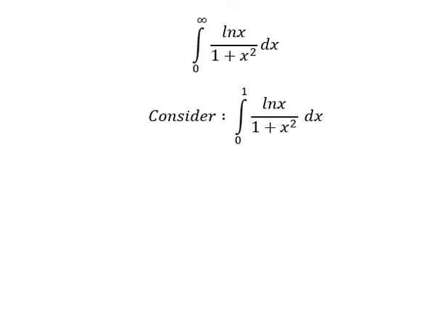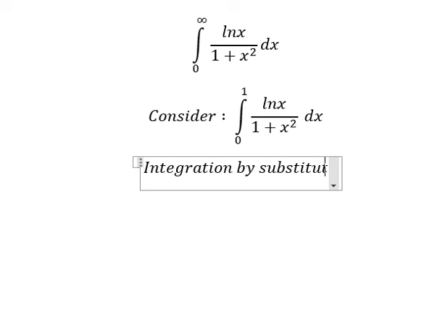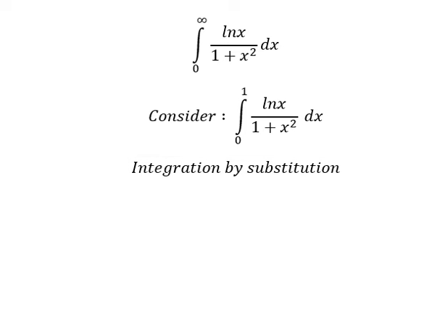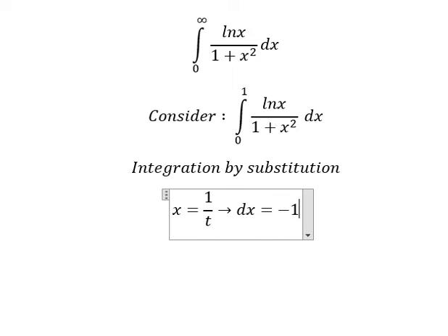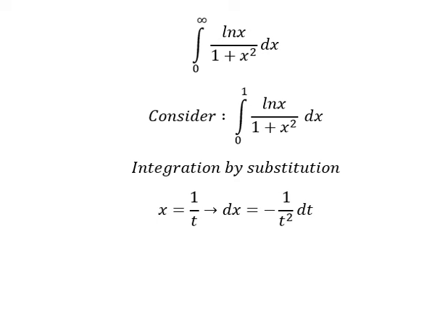So we can use integration by substitution. I will put s equal to 1 over t. Later we first take the derivative of both sides, and we have negative 1 over t squared dt. Next we need to change the bounds.